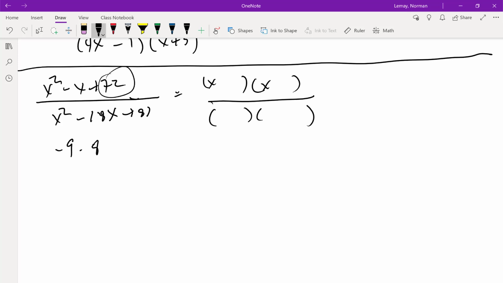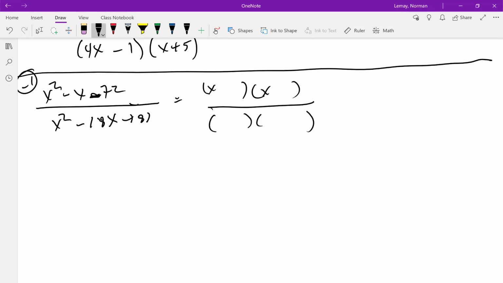Did I write that down right? Oops, this should be minus. Sorry. Yeah, this is what it should have been. Let me make sure I got my other one. So x squared minus 18x plus 81. Okay, so let's just note that negative 72 is negative 9 times 8. So here we get our negative 72, and when I add these together, I get my negative x. So I get negative 9 plus 8.